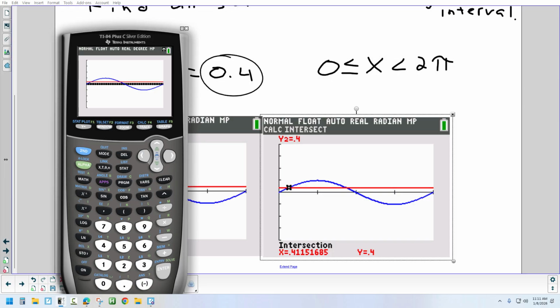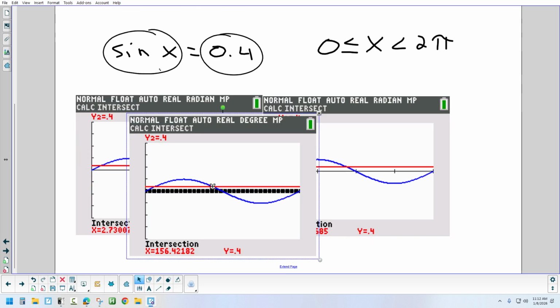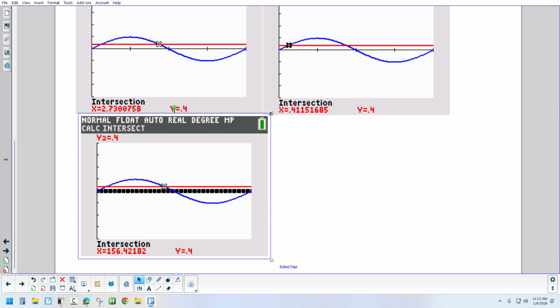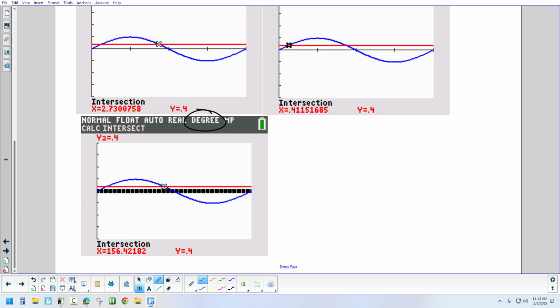But when I do an intersect this time, instead of getting these decimals of 0.41 and 2.73, I'm going to get answers in degrees. I'll just do the one on the right. So in degrees, 2.73 is 156.4 degrees. And you know the mode you're in because it's always right at the top. The top picture is radians. The bottom picture is degrees. It looks a little bolder on the axis just because of the spacing of the tick marks. That's not important.